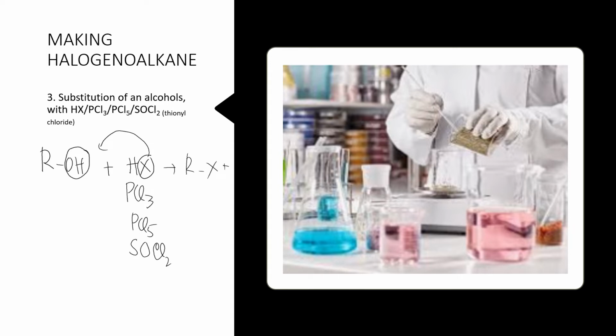plus the byproduct. The byproduct of PCl3 is H3PO3. For PCl5 it is HCl and POCl3. For SOCl2, HCl plus SO2. When we use HCl, the byproduct is H2O.